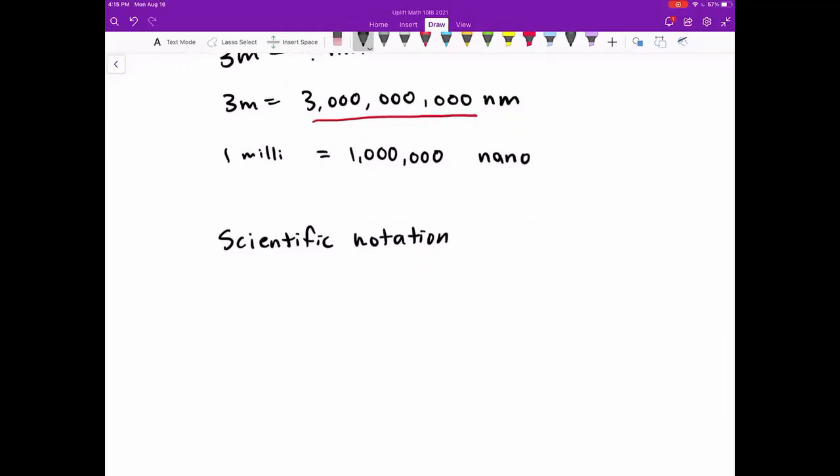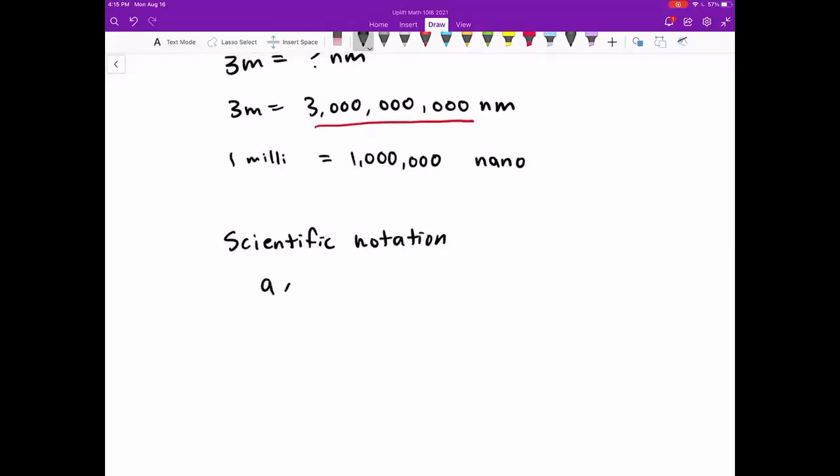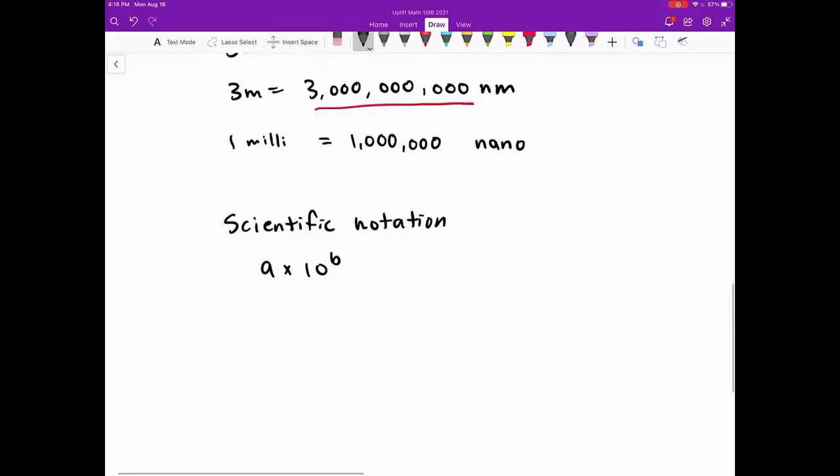So anyways, scientific notation goes something like this. It's a times 10 to the b, where a is between 1 and smaller than 10.